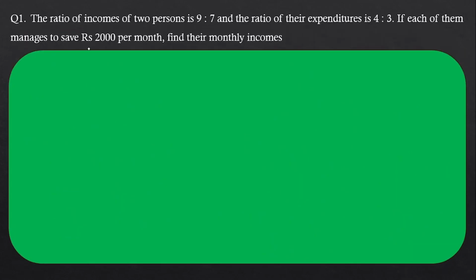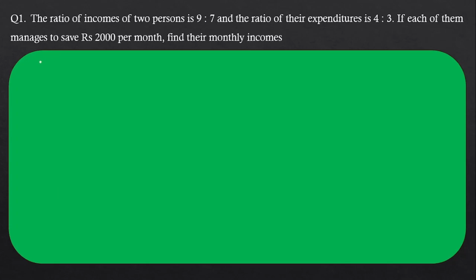Now, let us see one word problem and try to solve it using the substitution method only. Let us read the question. The ratio of incomes of two persons is 9:7 and the ratio of their expenditure is 4:3. If each of them manages to save rupees 2000 per month, find their monthly incomes.